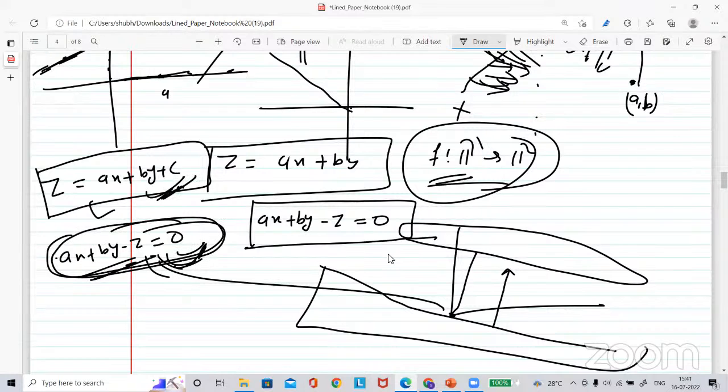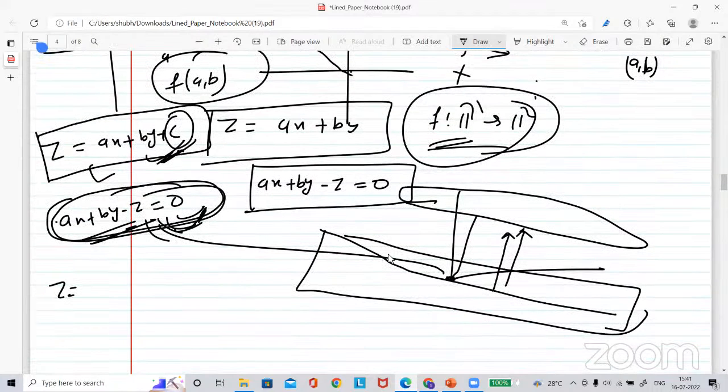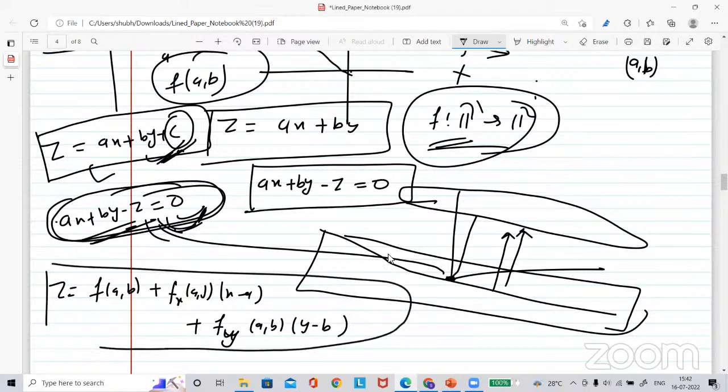This plane passes through the origin. So c will be constant over here, right? Actually c is constant here. This is making the shifting of that. And c will help you: c is the value at that point. If you write the formula, z is equal to the value at that point plus fx(a,b)(x minus a) plus fy(a,b)(y minus b). This is the formula for the tangent plane.